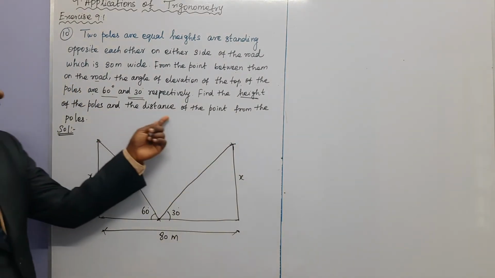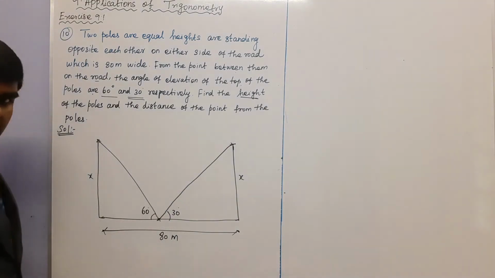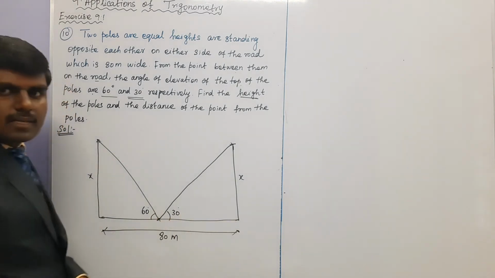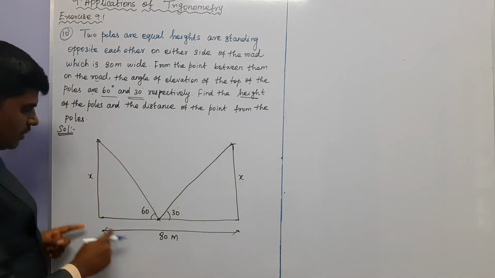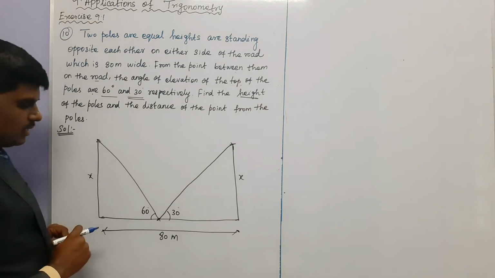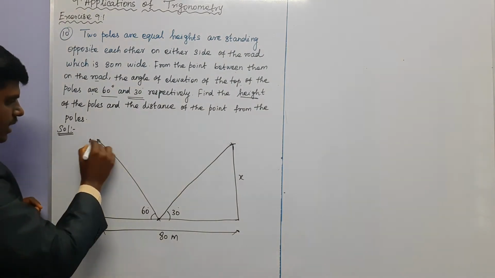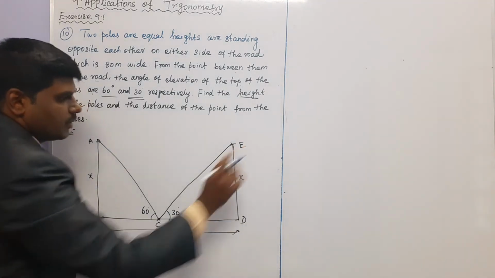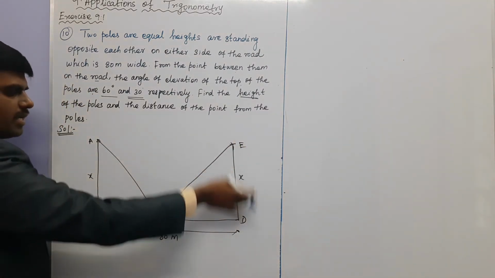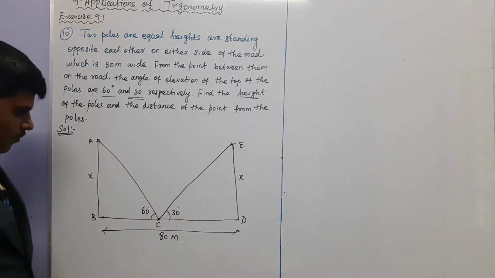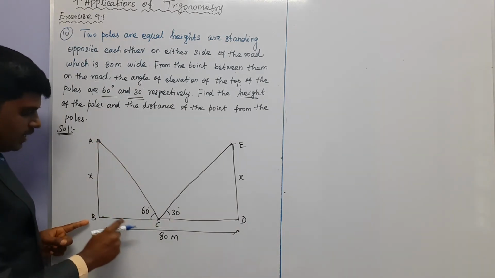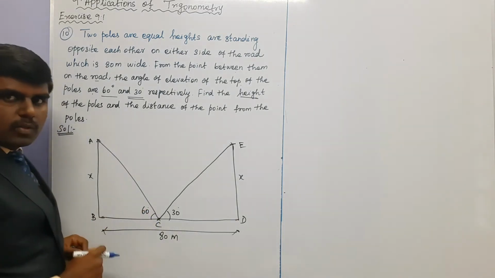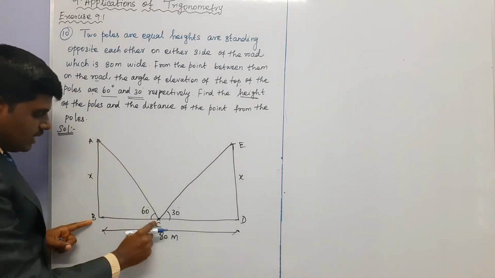Next, find the distance of the point from the poles. You will choose names A, B, C, D, in any direction. I need the distance from the pole to the point.